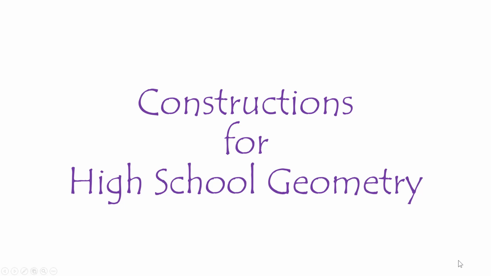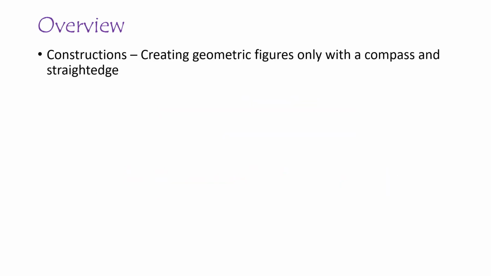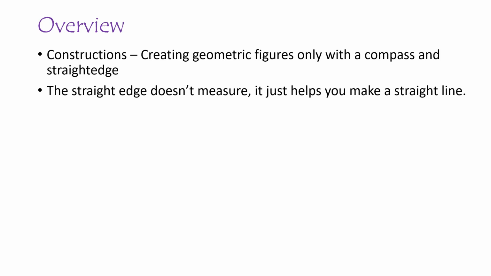Hi, this video gives you everything you need to know for your constructions unit for your high school geometry class. So a construction is creating a geometric figure with only a compass and a straight edge. That's it. And a straight edge doesn't measure, it's not a ruler, it just helps you make a straight line. But you use the compass to measure.